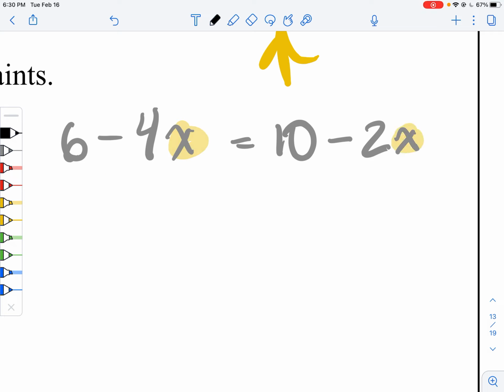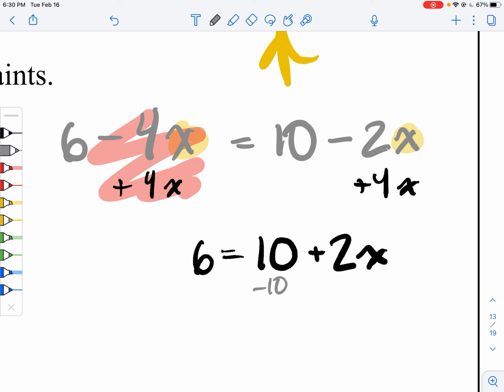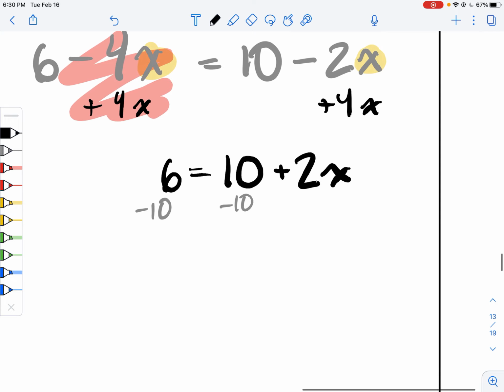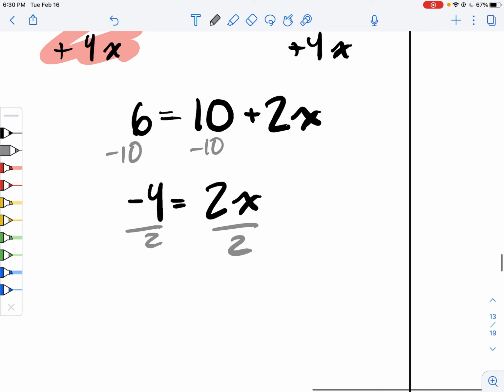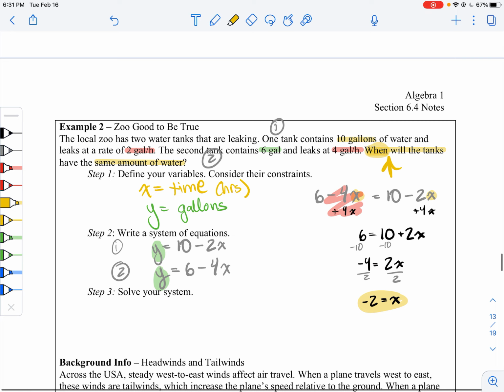So I'm going to add, I switched my color scheme on you, you're welcome, 4x to both sides this time, because then these will cancel out, giving me 6 equals 10 plus 2x. Then we'll subtract 10 from both sides, giving us negative 4 equals 2x. And finally, divide both sides by 2. So we have negative 2 equals x. Awesome. So our answer is negative 2.